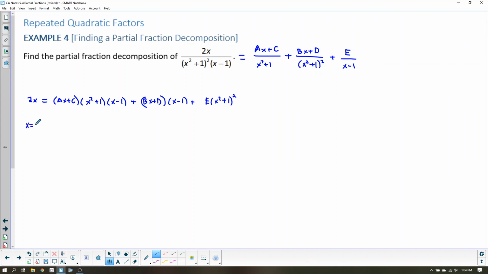So let's do x equals 1, which gives us 2 equals a plus c times 2 times 0. So that whole thing is gone. Plus b plus d times 0. That's all gone. Plus e times, this is going to be 2 squared. So what you end up with is 2 equals 4e. So e equals 1/2. You don't have to do this step here, but it will be probably helpful later.